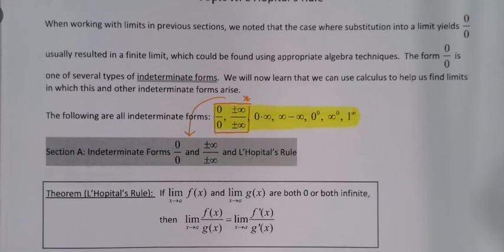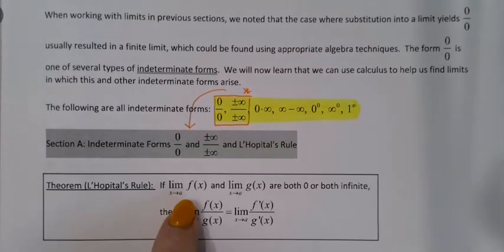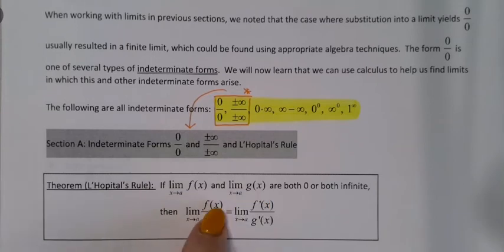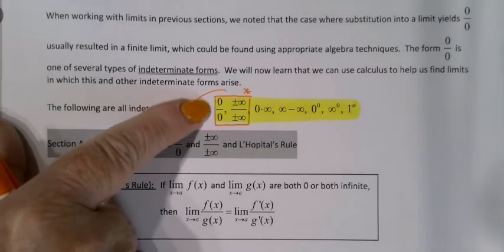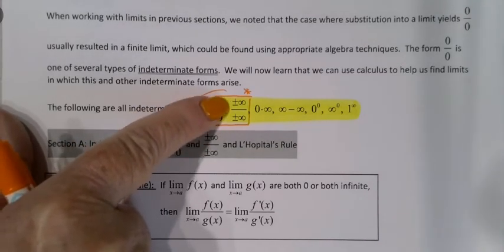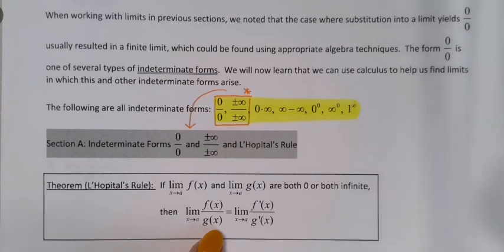which is given to you right here. It says that if the limits of f of x and g of x, in other words the top and the bottom, are either both 0 or both infinite, then we can find the limit of the fraction, f over g, by finding the limit of the derivatives, f prime over g prime. Sometimes it's going to turn out that this is easier to do, and it'll be a shortcut for finding the limit that we actually wanted.